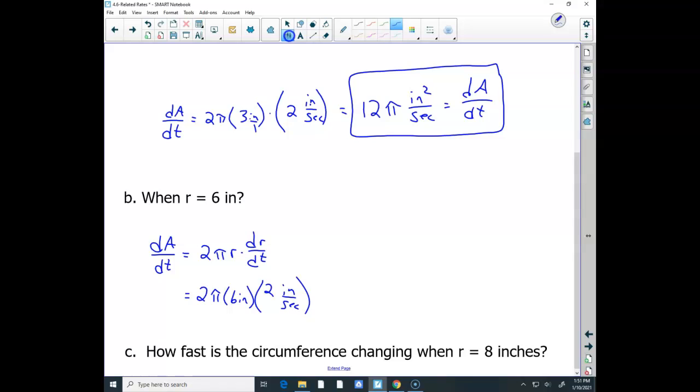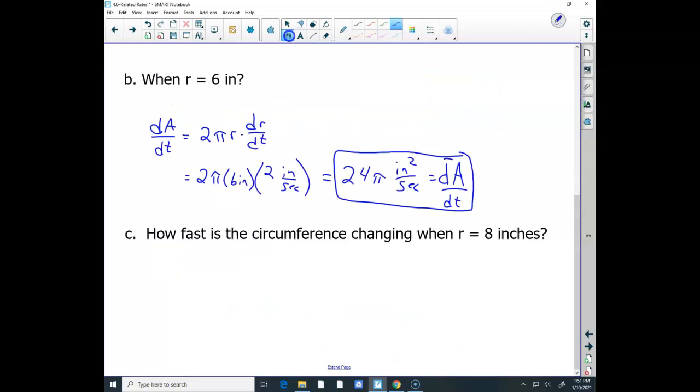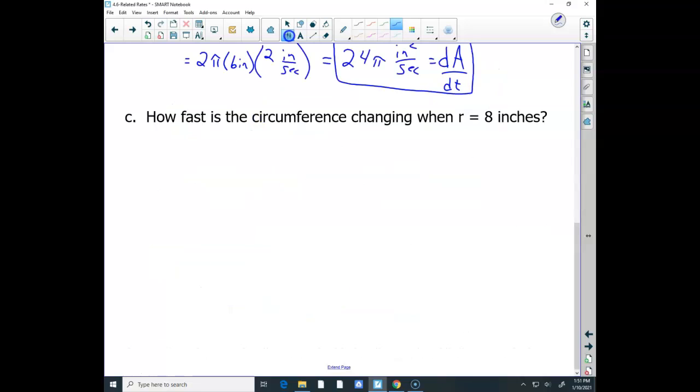That's going to hop me up to 24π inches squared per second. That's what dA/dt is going to equal here. Okay? Units have to be on your answer. The only time units are not acceptable on the answer is if the original problem did not have units on it. Well, this one's a little bit different.